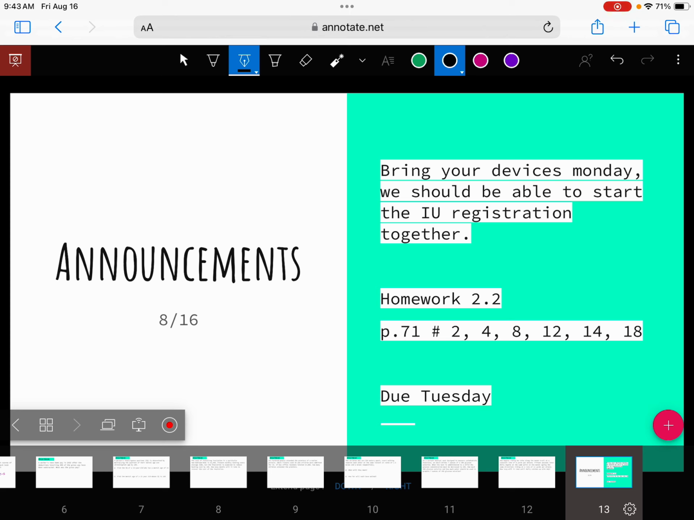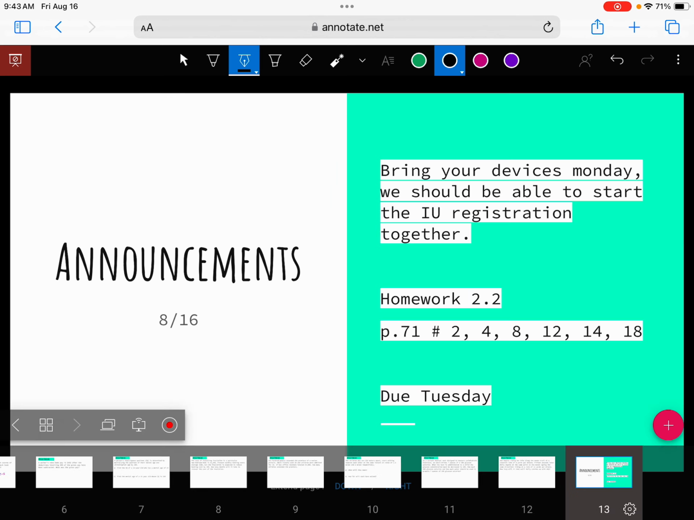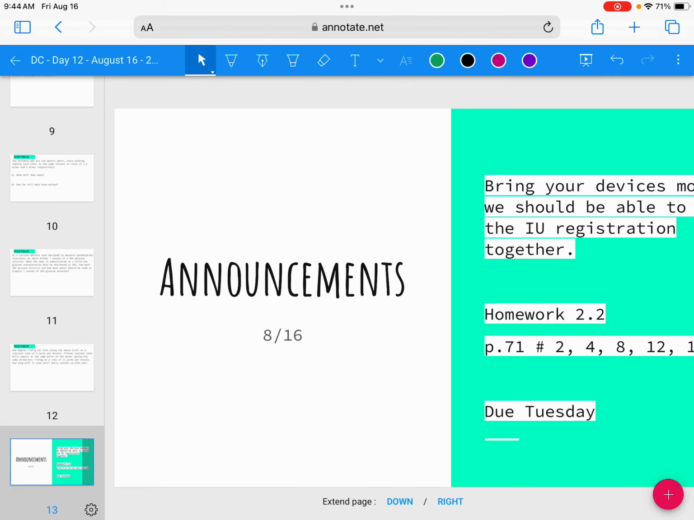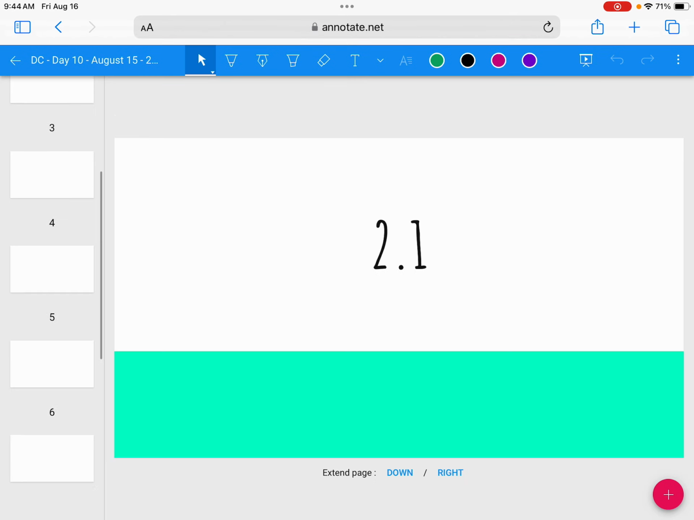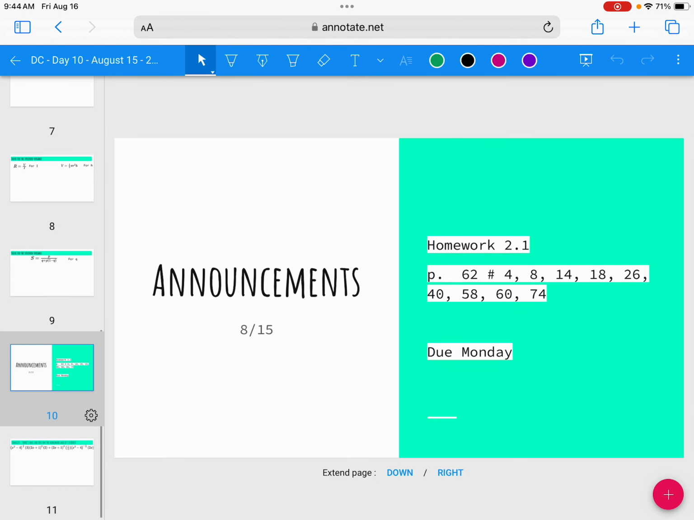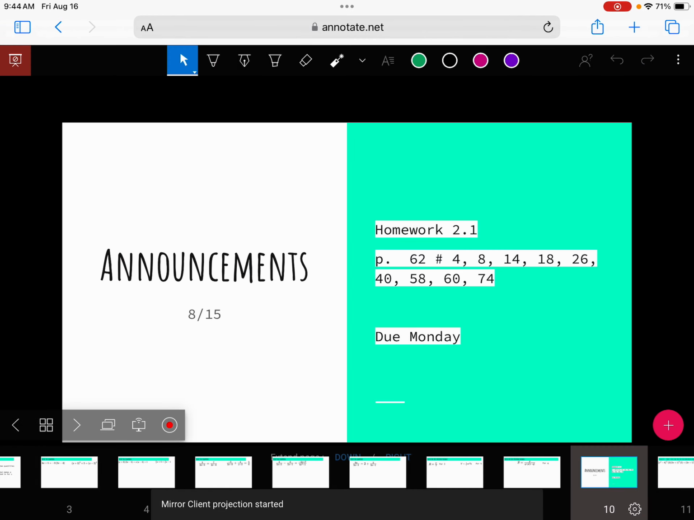2.2 doesn't have a ton of problems on it because they are story problems. What about 2.1? 2.1, I think it was very similar, a low level of problems. I just don't have it over here because honestly we only did those because we didn't quite get to them yesterday. I can put 2.1 up there. So if we need the 2.1 homework problems, that would be these ones. There's the 2.1 homework problems if you need those numbers still.